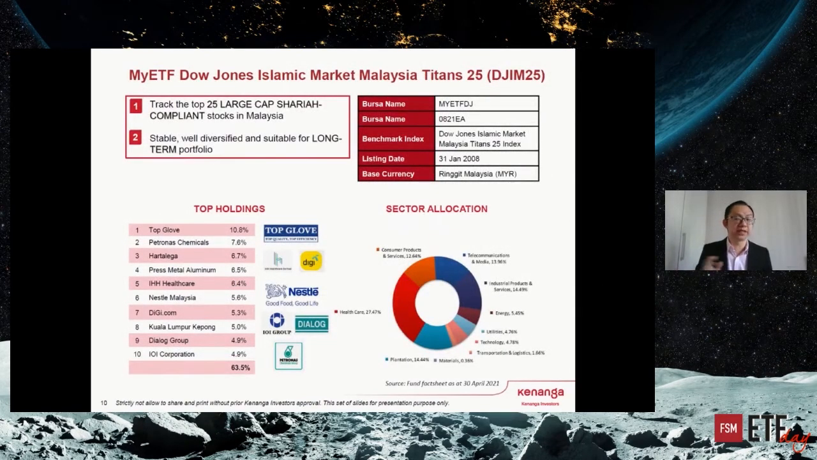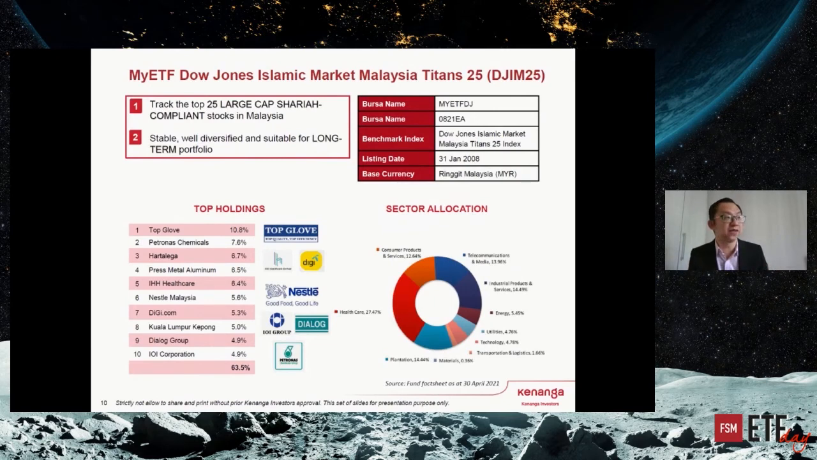The first one is called MyETF Dow Jones Islamic Market Malaysia Titans 25. Whoa, long name. But in short, we call it the DJIM25. So this long-named ETF, what does that mean? When an investor buys into this ETF, what is the objective, or what will you have?